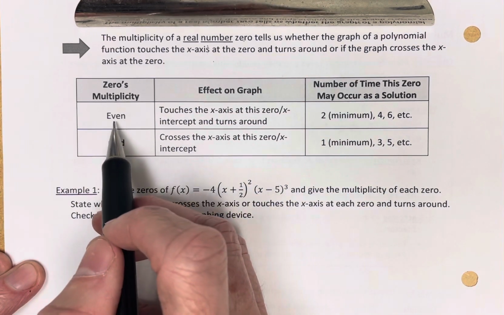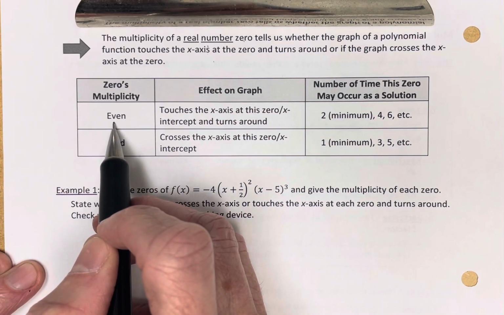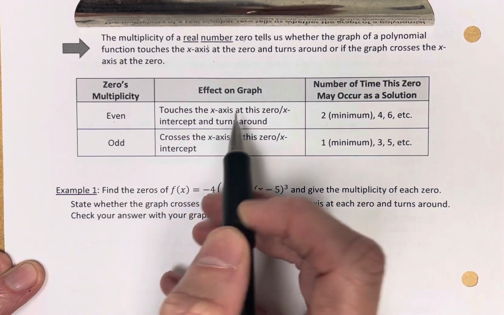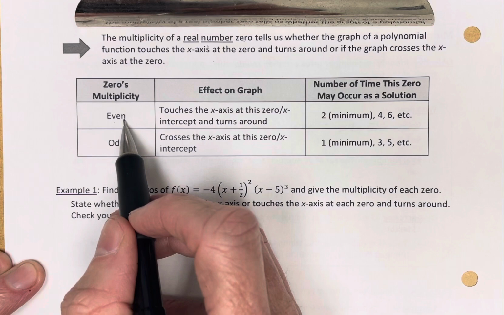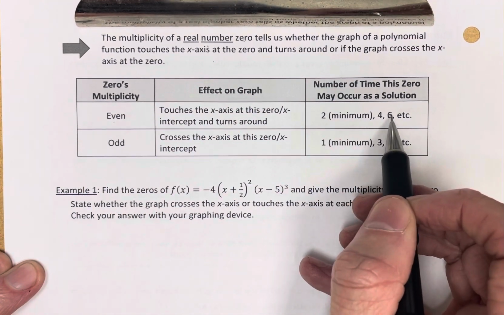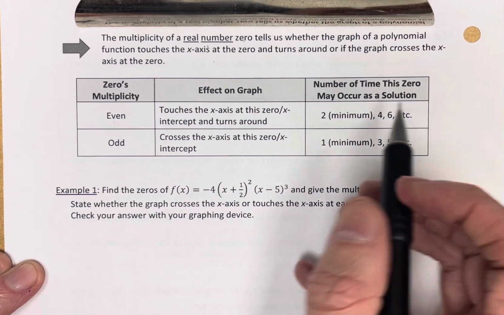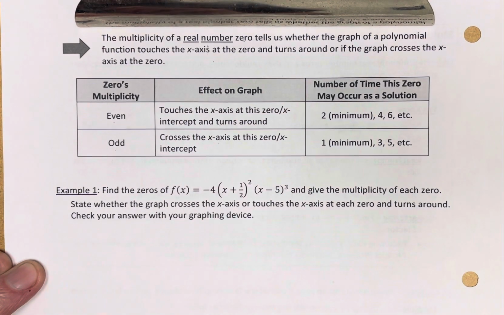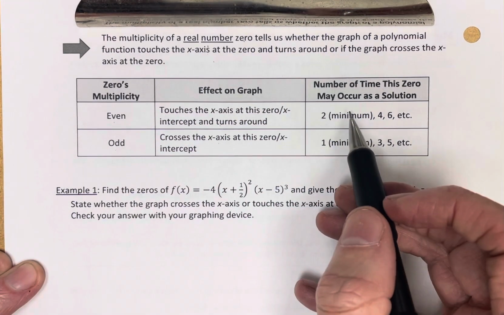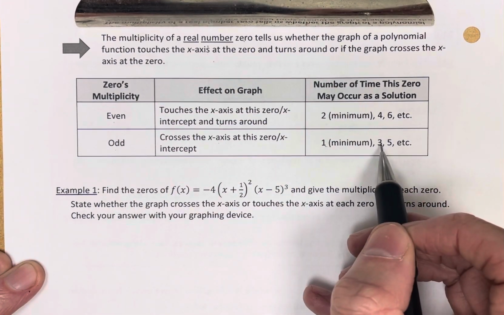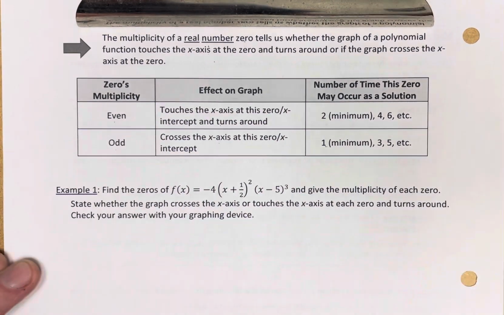If it's even multiplicity, it touches the x-axis and turns around. Even multiplicity means that that 0 occurs 2 times, 4 times, 6 times, etc. If the multiplicity is odd, the graph will cross the x-axis. And of course, odd multiplicity means the 0 occurs 1 time, 3 times, 5 times, etc.